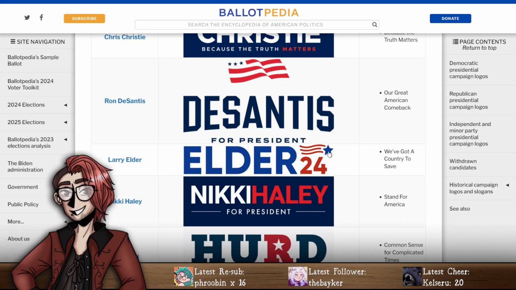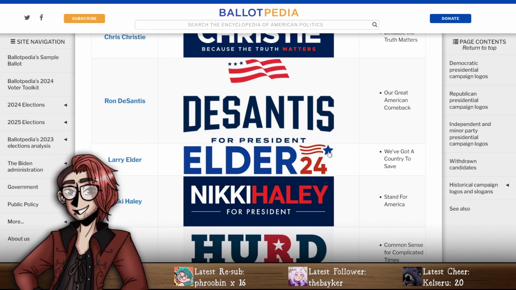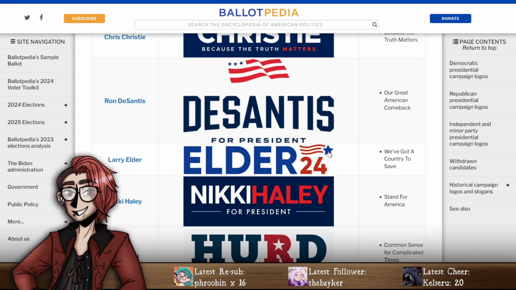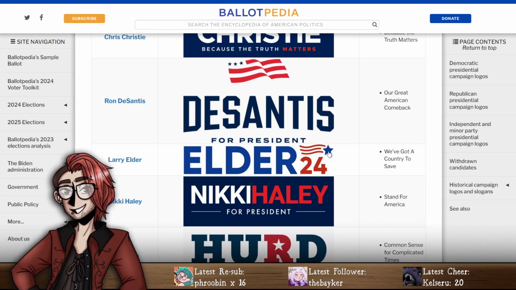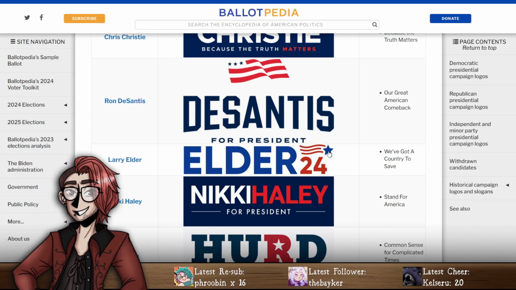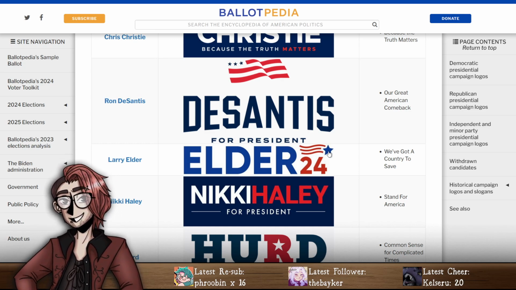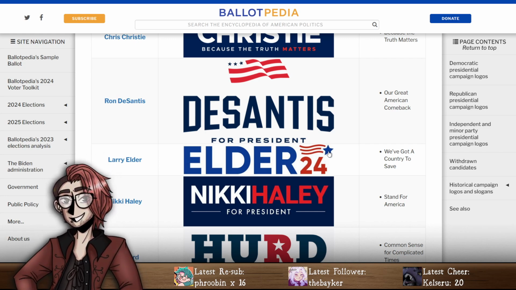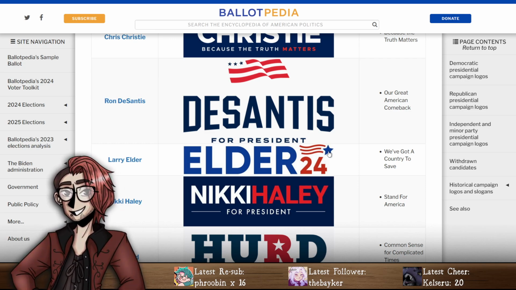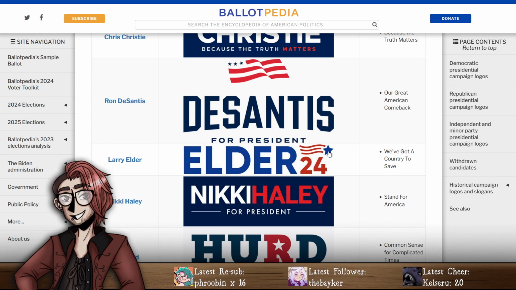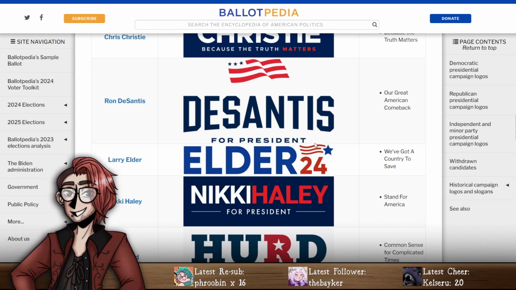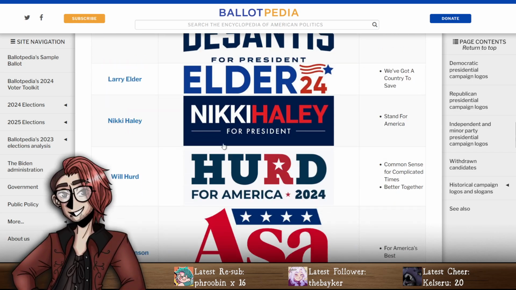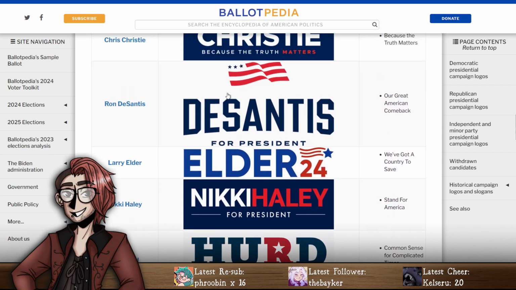The problem is he's called Larry Elder, and neither one of those words is enticing. Elder, again, we've had a lot of elder problems with the US election before Biden dropped out. And Larry, well, everyone would have just thought Larry David. Unfortunately, his name does not lend itself to a good logo, but I really like this symbol. This is good.